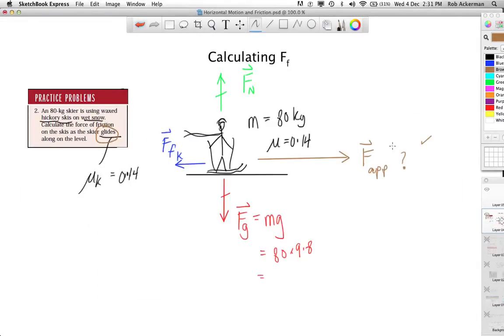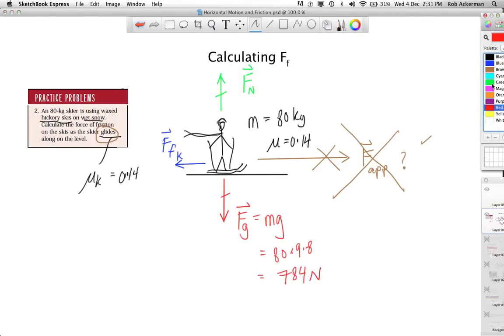So is there an applied force? None that they talk to us about, so we've got to get that out of our minds. That does not exist here. So what is the force of gravity? That's 80 times 9.8. I'm going to run that through my calculator right now. It's going to be close to 800. I do get 784 newtons.